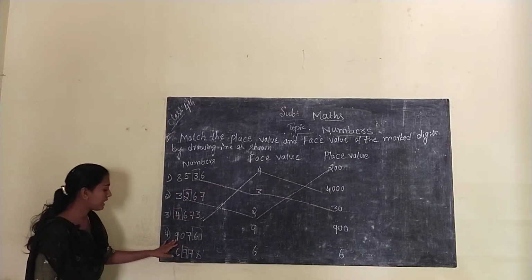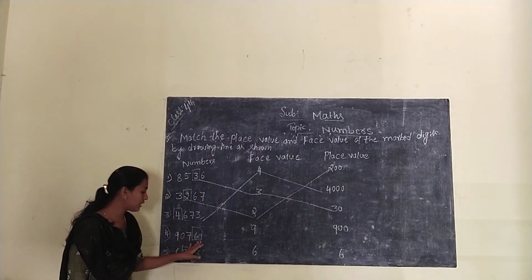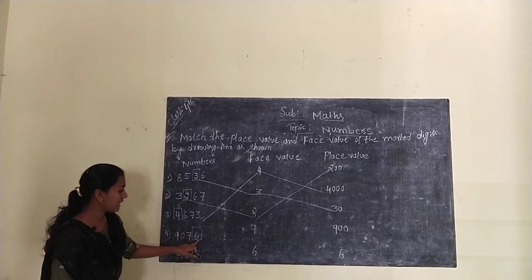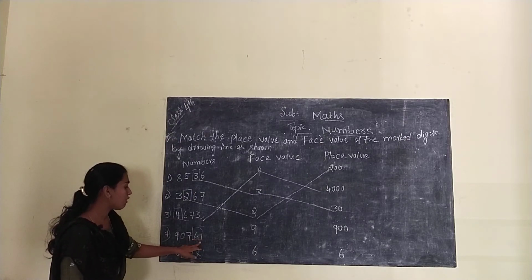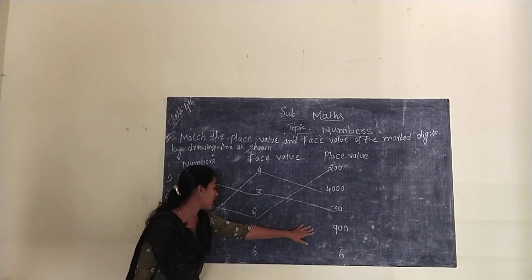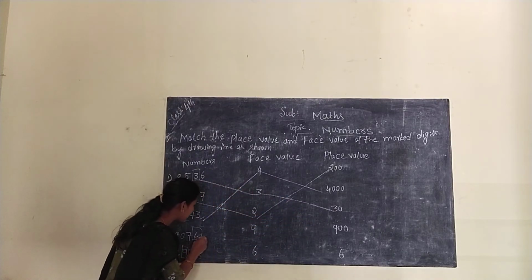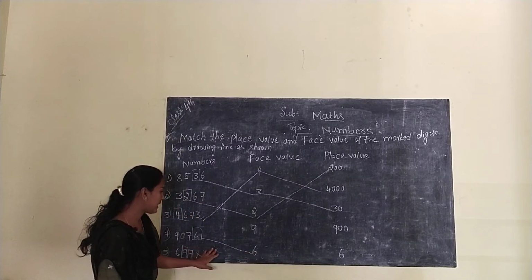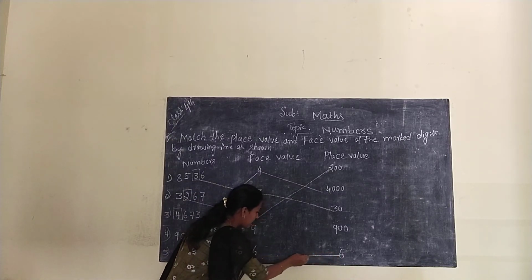Next given number is 9076, which is here in the box. 6. 6 is which place? 6 is unit place. We have to find out face value and place value. Face value is 6. 6 is unit place. It means 6 into 1, 6. We have to mark it 6.